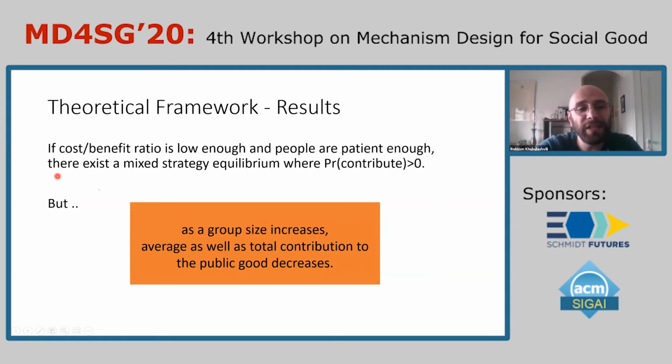The main result is that if the cost-benefit ratio is low enough and people are sufficiently patient, then there exists a Bayesian strategic equilibrium where the probability of contribution is positive. Unfortunately, as is standard in public good games, as the group size increases, the average as well as total contribution to the public good decreases.